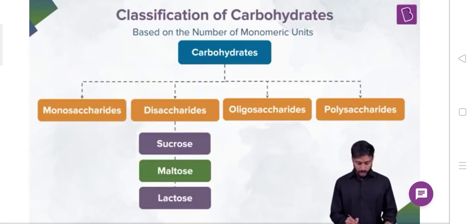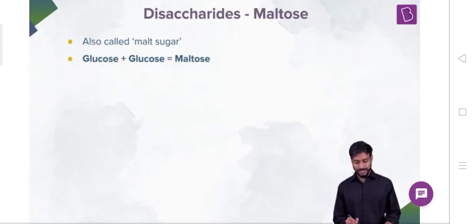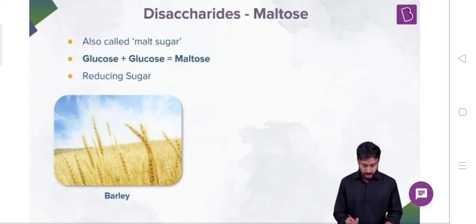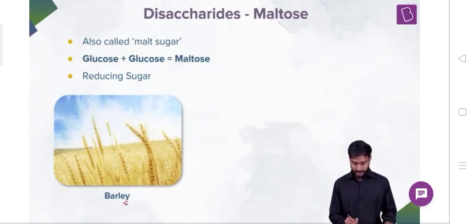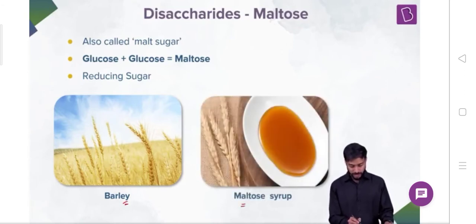Got it? The maltose, it's malt sugar. Glucose plus glucose gives maltose. That means 2 units of glucose. It's obtained from barley, right? Reducing sugars. These are also reducing sugars. Fine. Great. Maltose syrup. Very common, right?